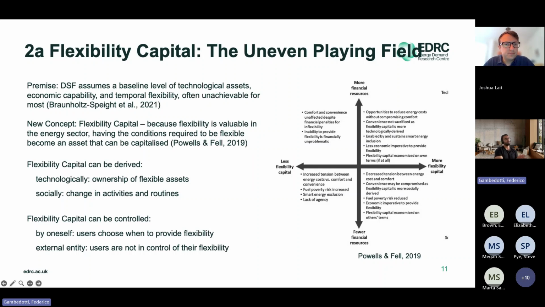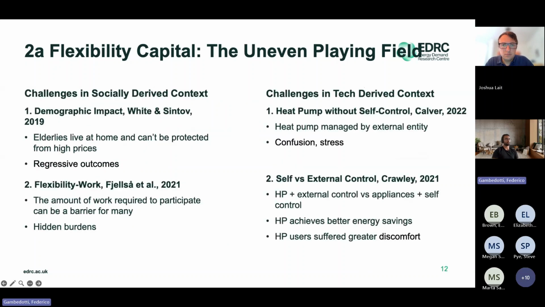So flexibility capital is either derived through technological assets, PV, solar panels, batteries, all the things I mentioned before, or socially derived. So I can change my behavior so that I can use my dishwasher and laundry at night and be subject to lower energy pricing. At the same time, flexibility capital can also be controlled either by the users themselves or by an external entity that, for example, regulates your consumption, like a utility, for example.